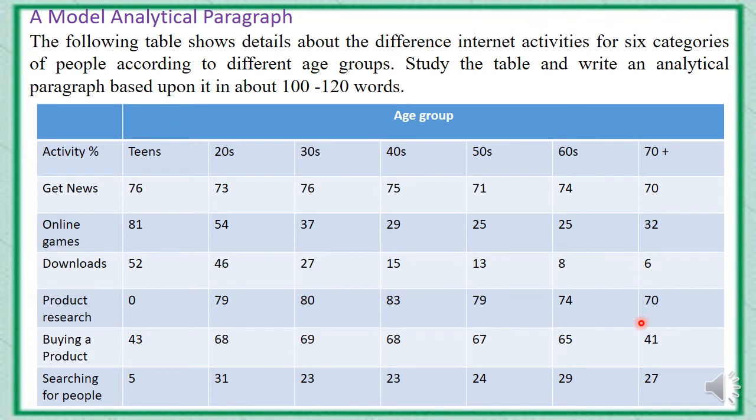So the information, the data is very clear here. You need to observe it, and how many people use internet to get news. Teenagers 76, 20s, those who are around 20 age, 73, 30s 76, 40s 75, then 50s 71, 60s 74, then 70 plus 70. So like this you can very clearly observe it, analyze it, then start writing your analysis.